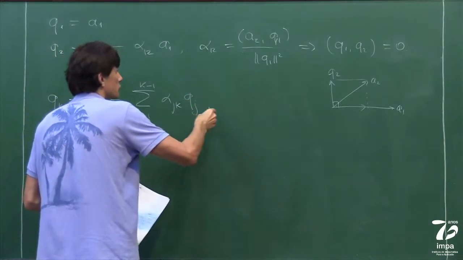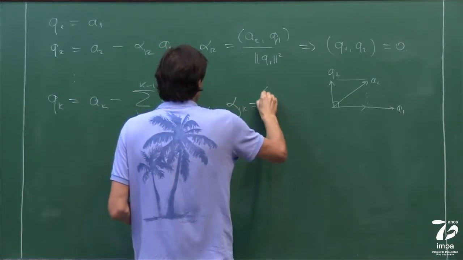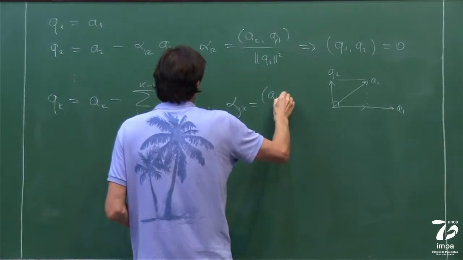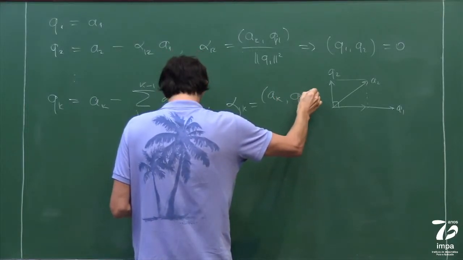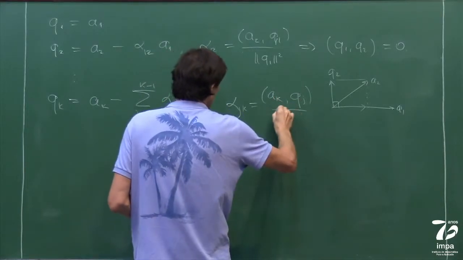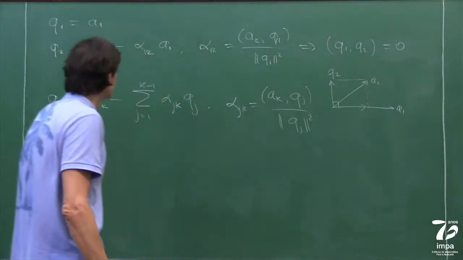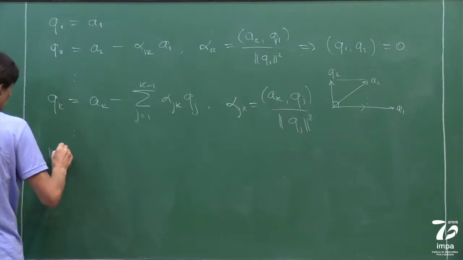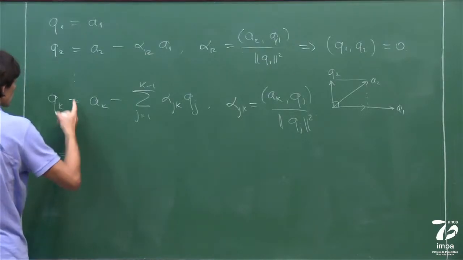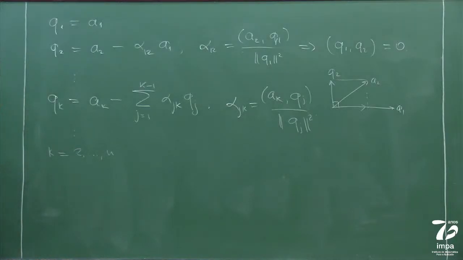And the projection is just, jk, should be ak, qj, correct? Yes. Square. So here k is from 2 to n.